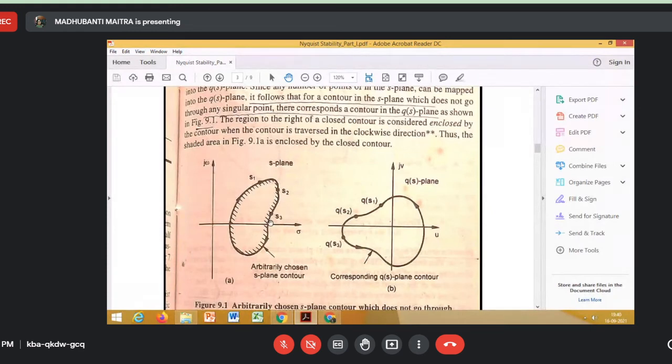Now, the other convention is if we move along the contour in the counterclockwise direction. That means now we are moving in this direction, the counterclockwise direction. And if we mark the region lying to the left of the contour, then that particular region will be enclosed by the contour. In my class, I'll follow this particular convention.